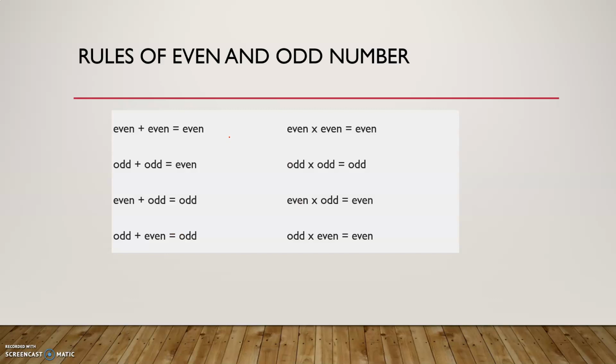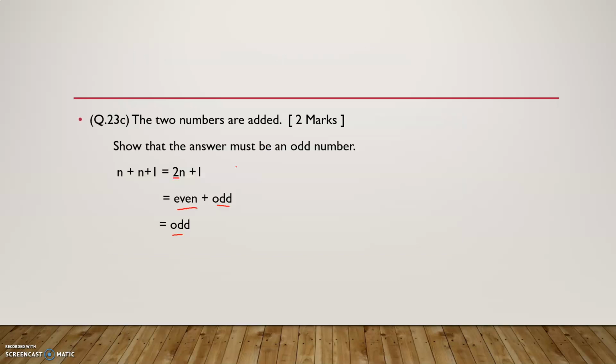So next page. I put all the rules for even and odd numbers. So you have to remember these. If you know these rules for even and odd numbers, so if you go even plus even, that will be an even number. So it's like 2 plus 2 would be 4, which is an even number. Odd plus odd would be an even number. So it's like 1 plus 3 is 4, which is an even number. So if you remember this chart, then you should be able to answer these proof questions.